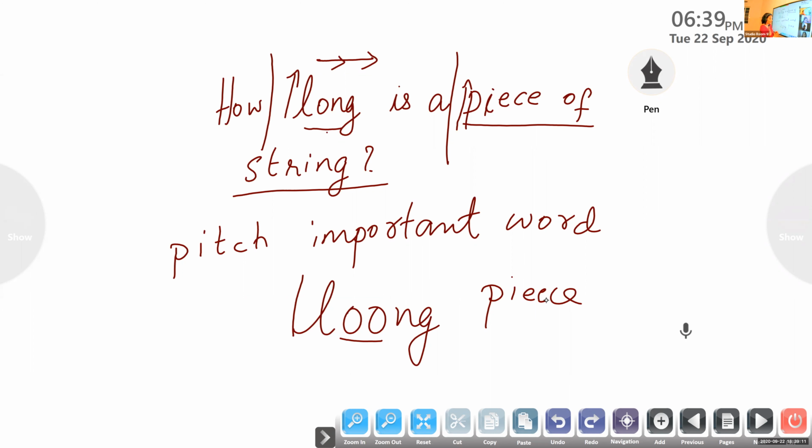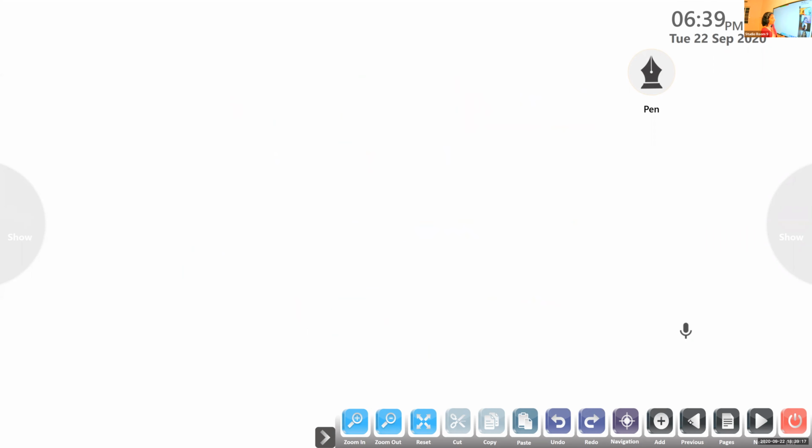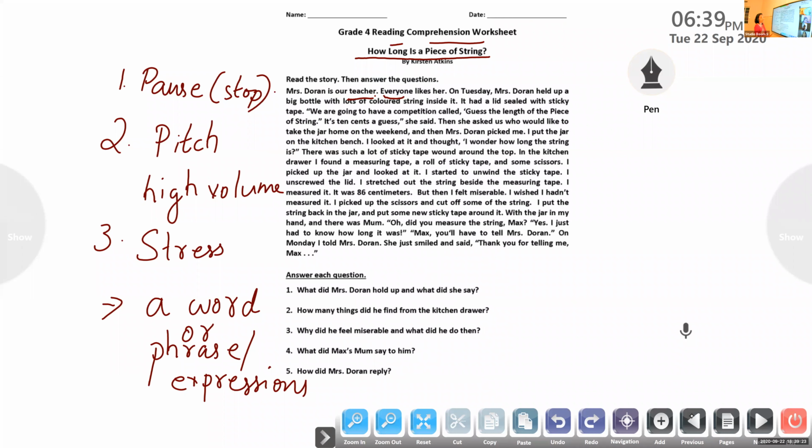Let's try in this way. I'm giving each and every sentence to you, assigned to you one by one. All right. Nakul will be getting the first sentence. Mr. Doran is a teacher. You just write down that sentence. Suruja, you take everyone likes her. Shreya, we can take a longest one. On Tuesday, Mrs. Doran held up a big bottle with lots of colored string inside it. Got it? That is Shreya's.